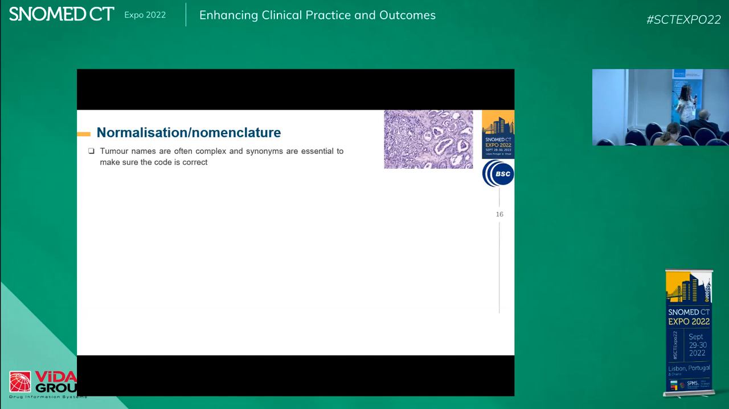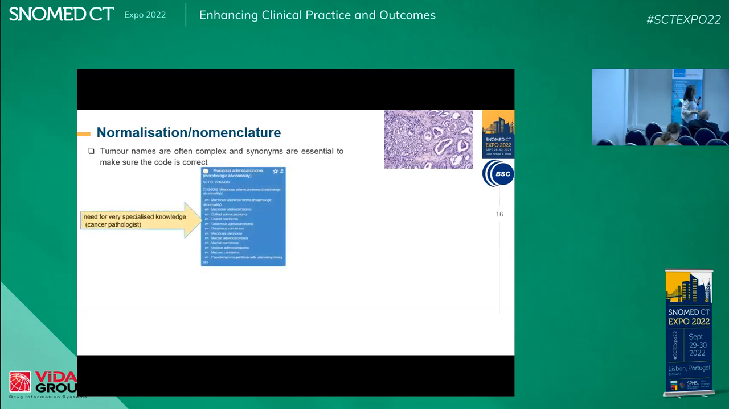Another thing is the complexity of the names of the tumors. So I had colloid carcinoma, no? And as a pediatrician, I looked for colloid carcinoma. I didn't find it. But in fact, you find it when you look for mucinous adenocarcinoma. If I'm not a pathologist, I'm not sure that I'm putting the right code. So I have to consult a pathologist for that.